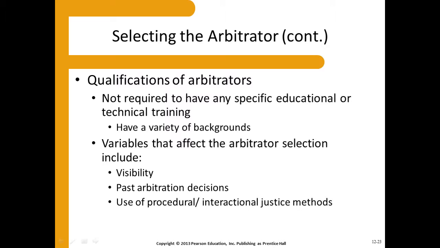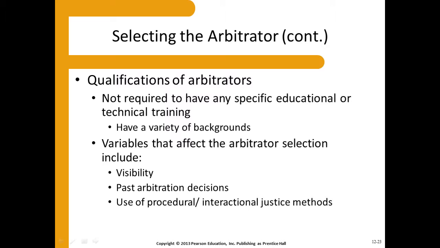And so because of this, there are various characteristics which include experience, education, occupation, and visibility, which are identified as affecting arbitrator selection. Obviously, both management and labor prefer arbitrators with specific attributes. In addition to the demographic variables, other variables that affect arbitrator selection include visibility, such as public speaking and professional association membership, and past arbitration decisions.